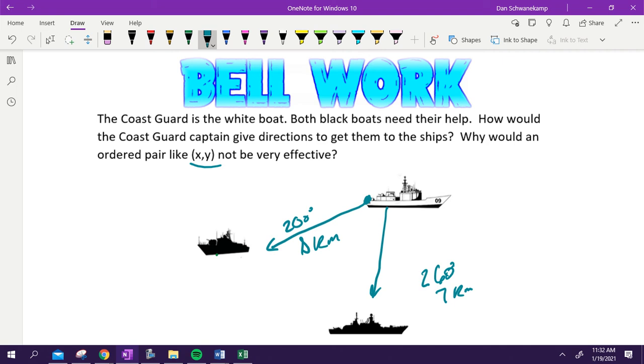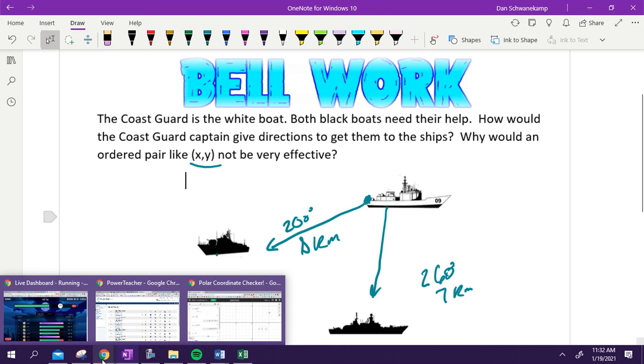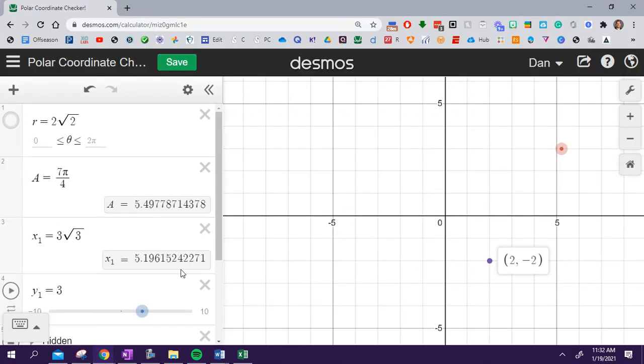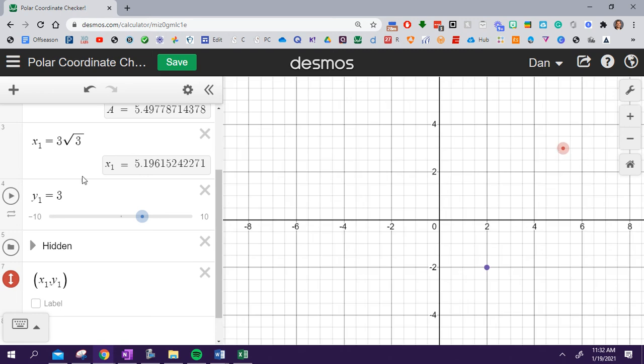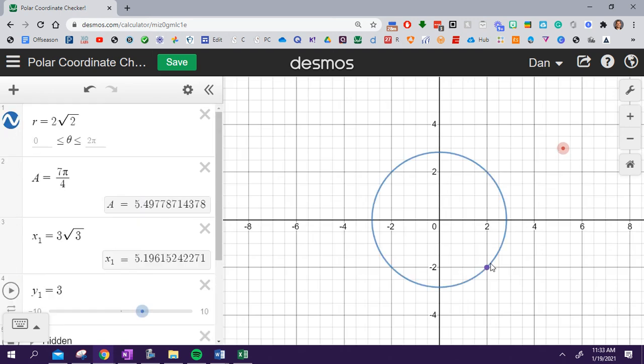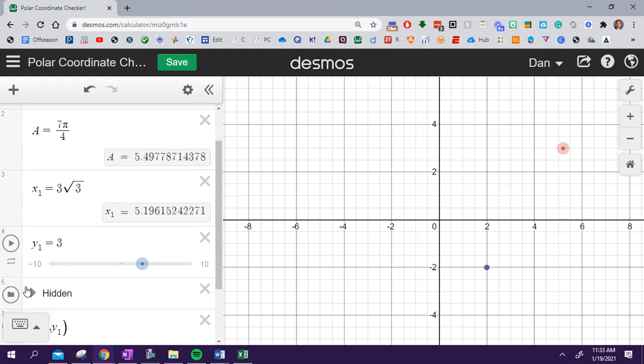Gotcha. Okay, so that idea is what we're going to go into today. Instead of living in this world of X, Y, we're going to live in a world of angles and distance. For example, let's say I've got this right here graphed. Let's see, this little red dot. We could say I went over this much and up that much.